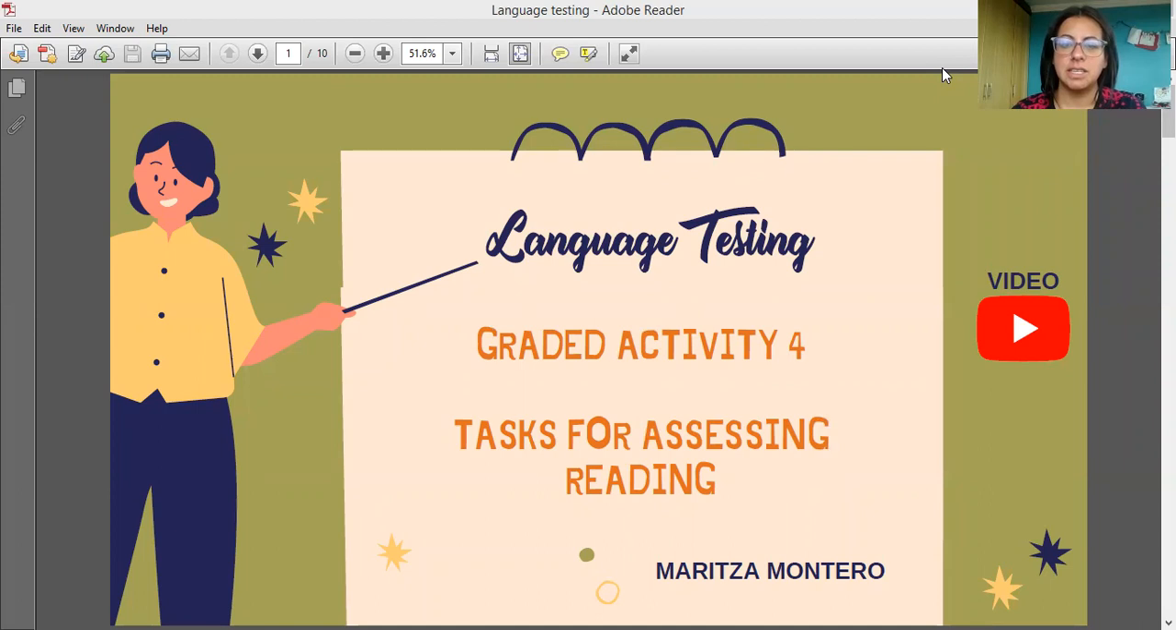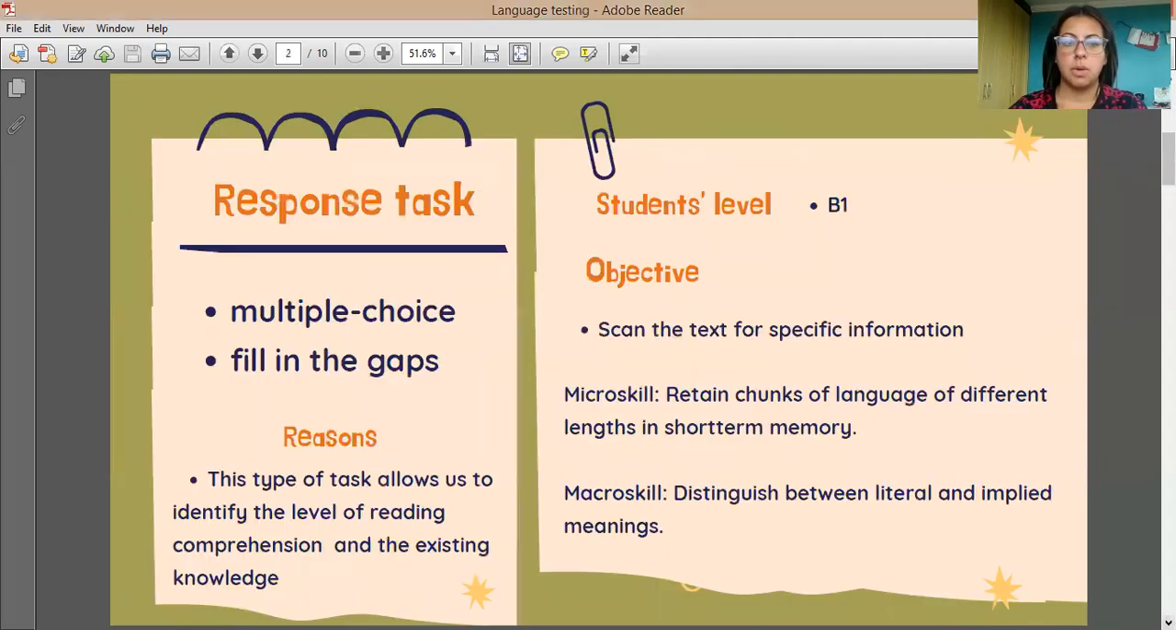Hello, this is the presentation that I did to explain the two activities I designed to assess reading. So the first one is a response task, and the questions that I designed are multiple choice questions and also filling in the gaps. The reason that I started with this type of activity is that I think this type of task allows us to identify the level of reading comprehension and also the existing knowledge.